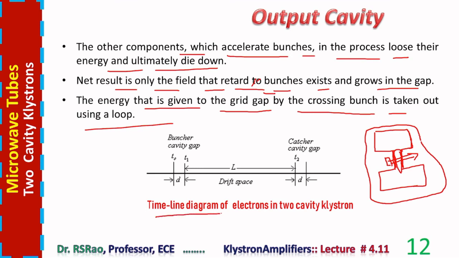Here, a timeline diagram of electrons in a two-cavity klystron is shown. The instant at which electrons enter the buncher cavity gap is indicated by T naught. The instant when they leave the gap is indicated by T1. The distance between cavity grid walls is always indicated by D. The drift space length L is shown here. The instant when the electron enters the cavity gap of the catcher cavity is usually indicated by T2. The output cavity gap width is indicated by D.